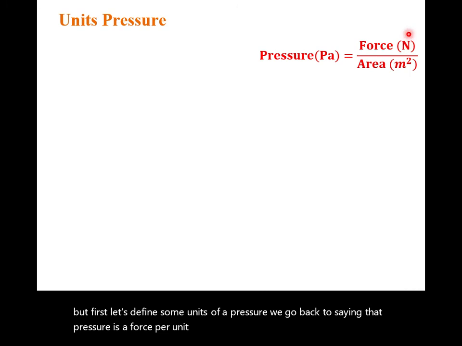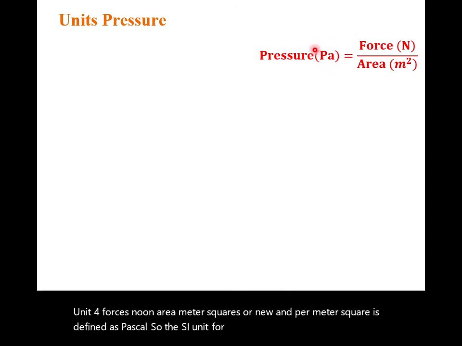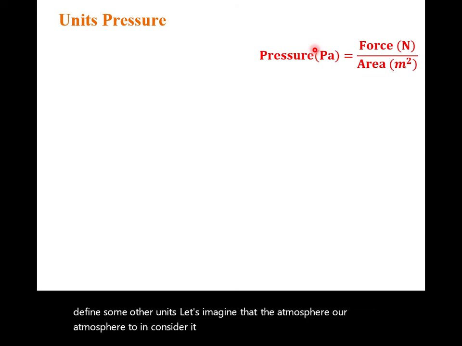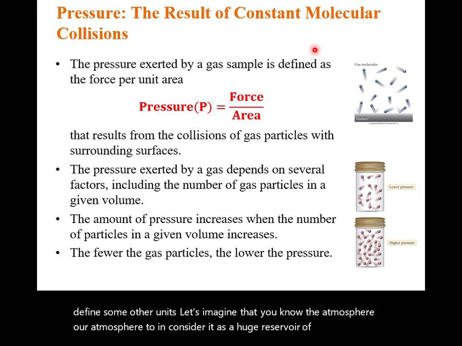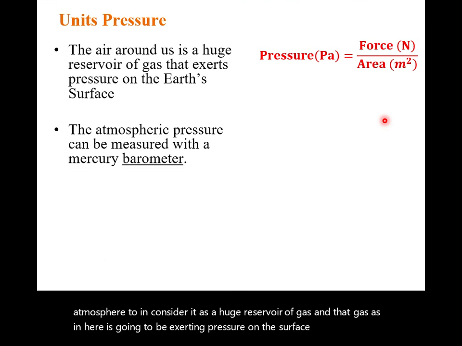The unit for force is Newton, and for area, meter squared. So Newton per meter squared is defined as Pascal. So the SI unit for pressure is Pascal. Let's see if we can define some other units. Let's imagine our atmosphere as a huge reservoir of gas, and that gas is going to be exerting pressure on the surface of the Earth, right?